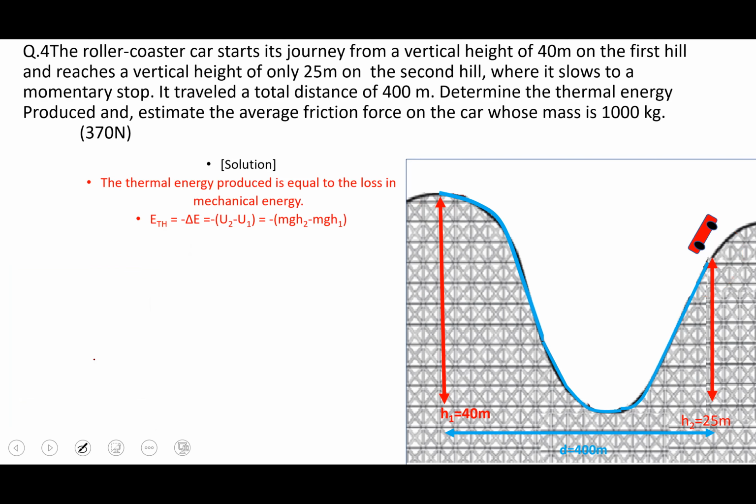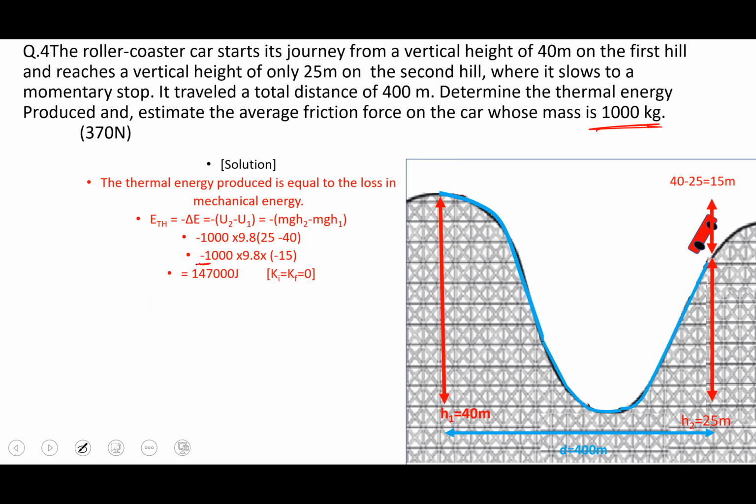When we put in the values in this above equation, what do we get? First of all, we find the difference between these two heights, which is 40 minus 25, approximately 15 meters. What do we get? We get minus 1000, because that was the mass of the roller coaster, into 9.8, which is the value of g, into the difference of height, which is 25 minus 40. So it will be negative.